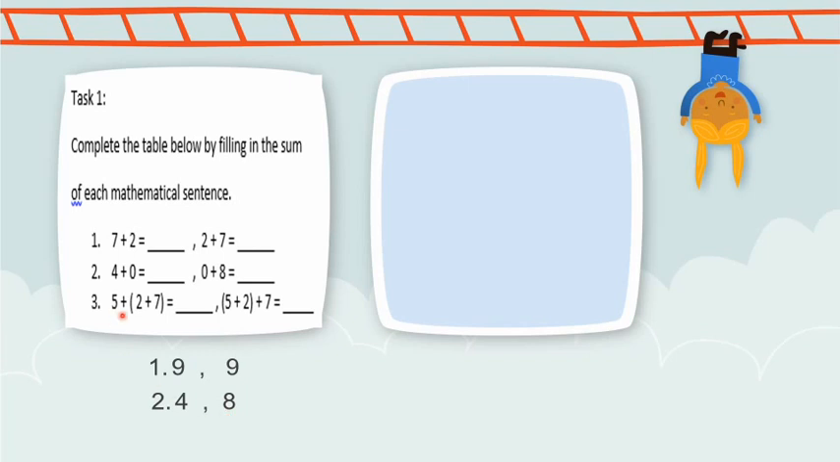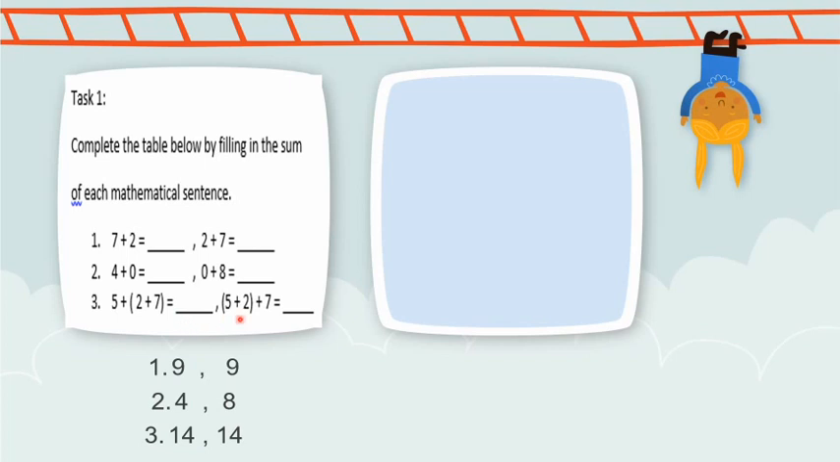Now for question number 3, if you have noticed, there is a grouping symbol for the given question. So if there is a grouping symbol, before we simplify it, we have to follow the GEMDAS rule. It means that we have to simplify those terms inside the grouping symbol. So for question number 3, we have 5 plus the quantity of 2 plus 7 is equal to blank, and the quantity of 5 plus 2 plus 7 is equal to blank. First, we have to simplify 2 plus 7, and 2 plus 7 is equal to 9. And 5 plus 9 is equal to 14. So in question number 3, we have 14 for our answer.